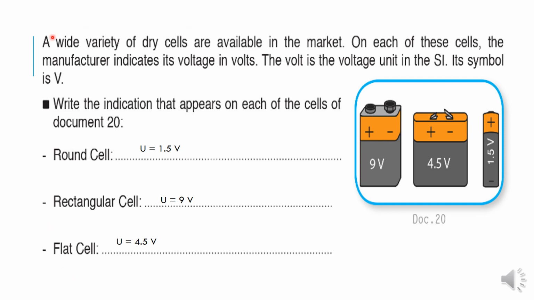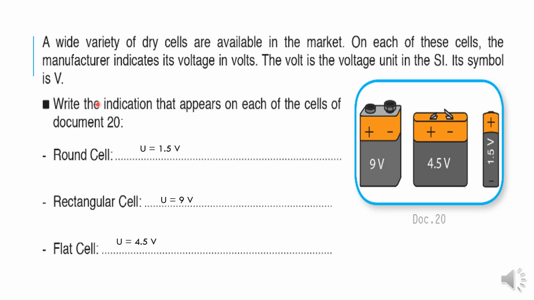A wide variety of dry cells are available in the market. On each of these cells, the manufacturer indicates its voltage in volts. So the SI unit of voltage is volts. We already agreed on it in the previous video. Its symbol is V, so the symbol of the SI unit is V, while the symbol of the voltage is U. We also agreed on it in the previous video.